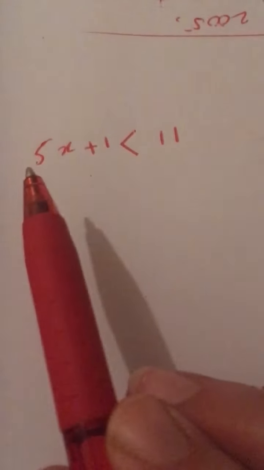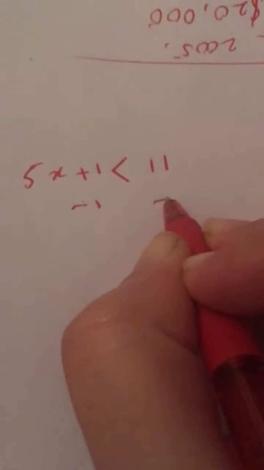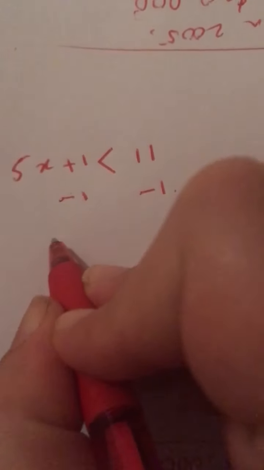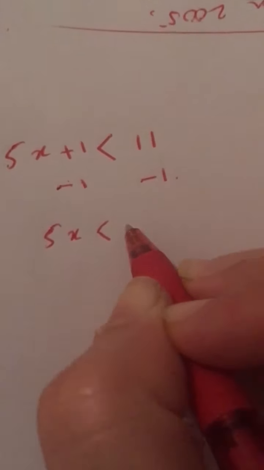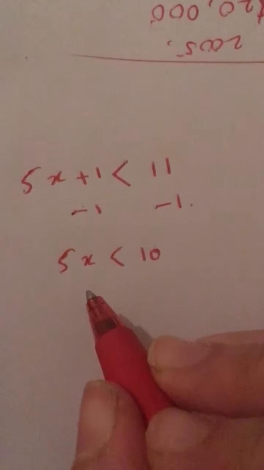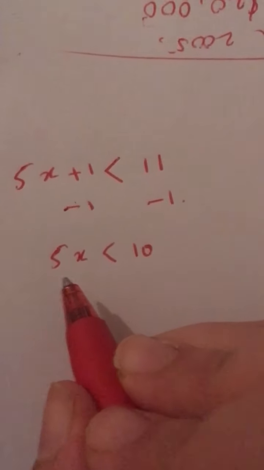The word solve means I want to get x by itself. I begin by subtracting 1 on both sides. So I take away 1 from here and 1 from there. That will give me 1 take away 1 is 0, so just 5x here is less than 11 take away 1 is 10. Now x is not by itself, x is being multiplied by 5.